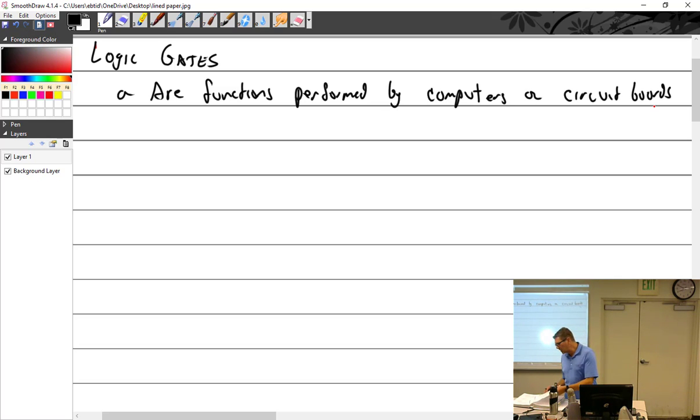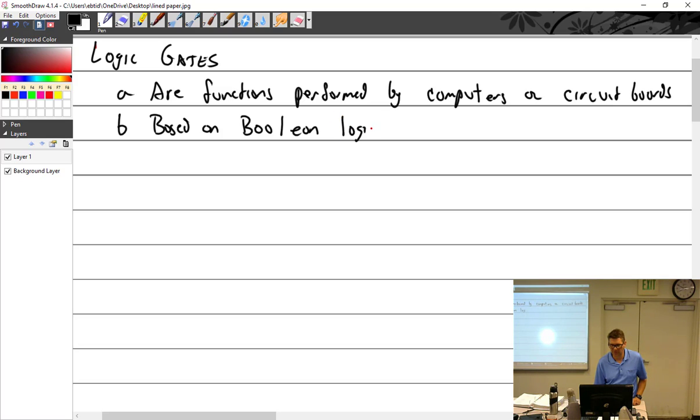Based on Boolean logic, but you can actually use this in search functions with Google. Based on Boolean logic, boo, I don't know where that comes from. Boolean logic of AND, OR, NOT. There are 7 commonly used logic gates.